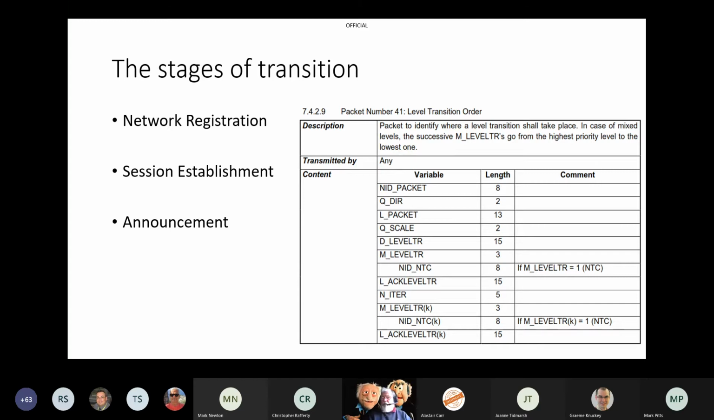The announcement, our packet 41, we've seen that before. That can be used to announce that we're approaching a level transition order, and that can be transmitted by a balise group, as it is on Cambrian, or using the Euroradio, as it is on Thameslink and on 0 to 12 out of Paddington.